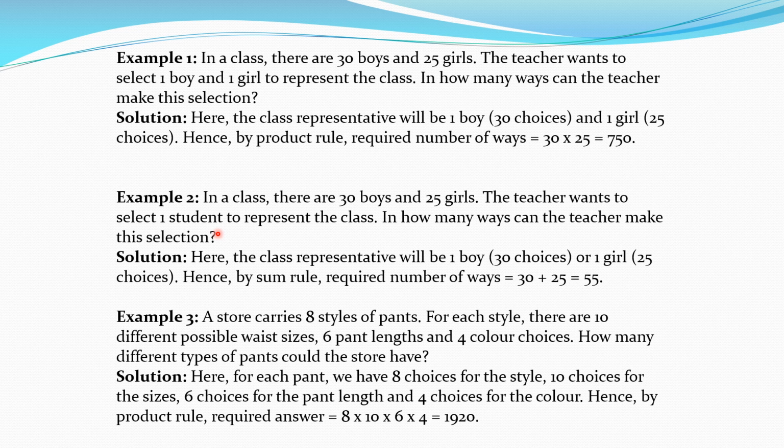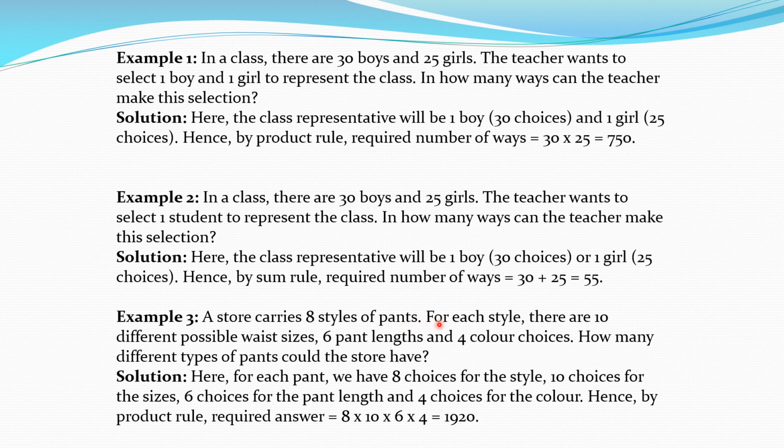If there are two sets containing n1 and n2 different objects and we have to select one object either from first set or second set, then it can be done in n1 plus n2 ways. So as there is either or, either boy or girl, the required answer by sum rule is 30 plus 25, that is 55.